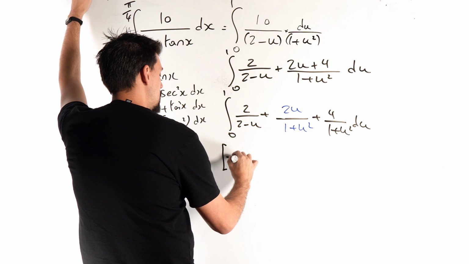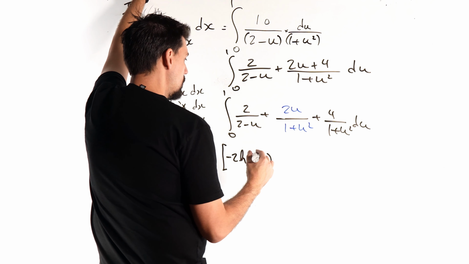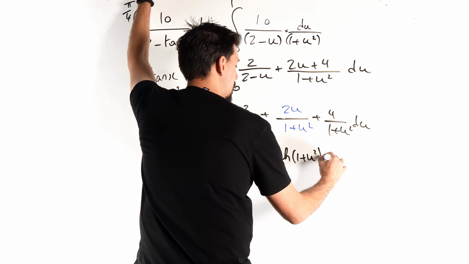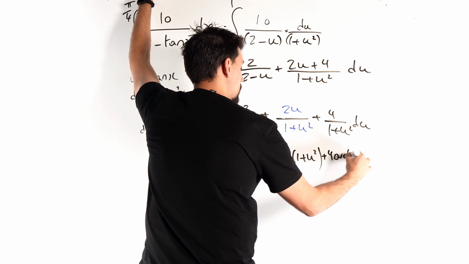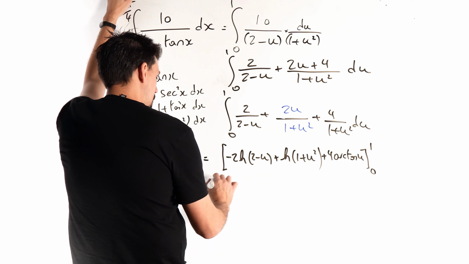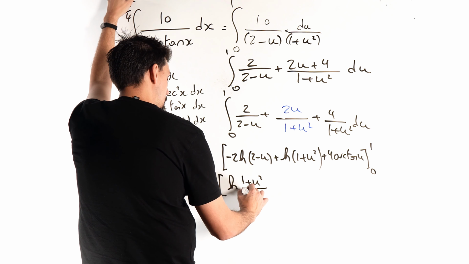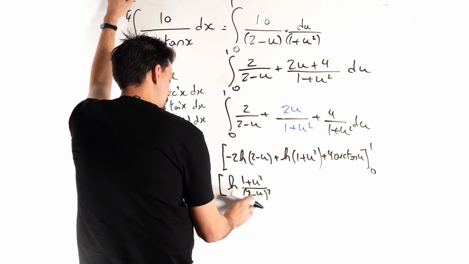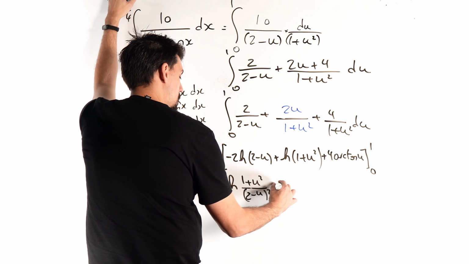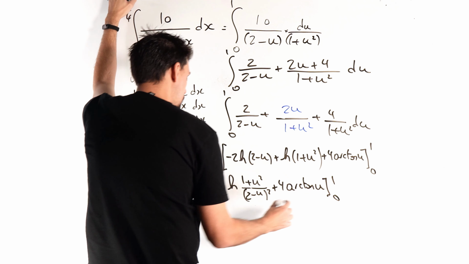What do we end up with? That is minus 2 ln of 2 minus u plus ln of 1 plus u squared plus 4 arctan u. Now what does that give me? We could actually tidy this up a little bit into ln of 1 plus u squared over 2 minus u all squared, plus 4 arctan u.